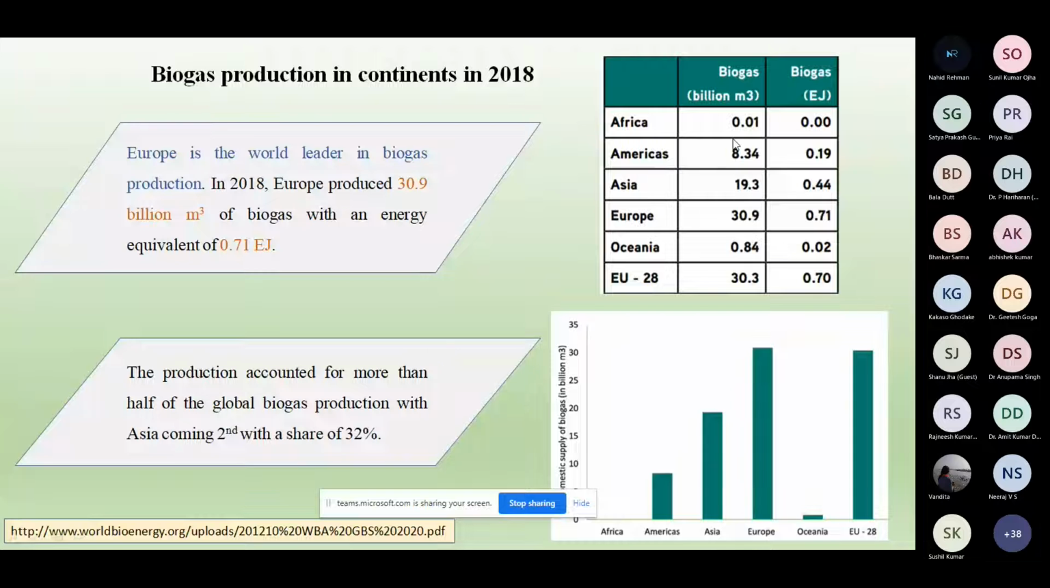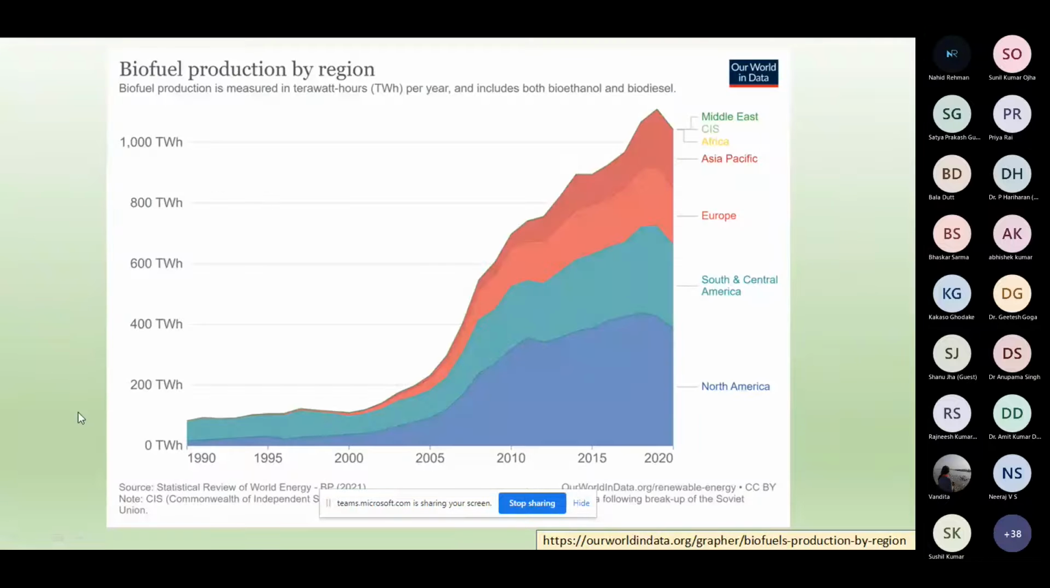Overall, if you see the contribution in biogas, you will see that the European Union is leading in comparison to others, where Asia has 19.3. So Europe produced 30.9 billion cubic meters of biogas, which has the energy of 0.71 exajoule. Whereas Asia is coming second with a share of 32%.